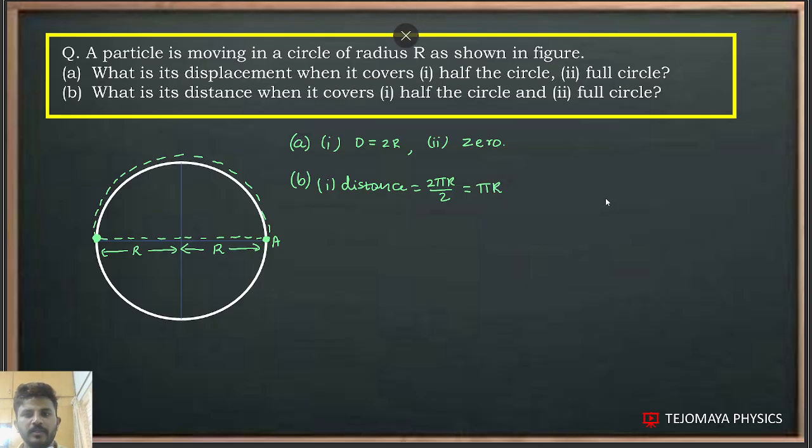Clear, no? Next, in the second sub question, for full circle, the distance is nothing but the circumference of the circle, that is 2 pi r. Simple as that. Clear with that? Shall we move on to the next question?